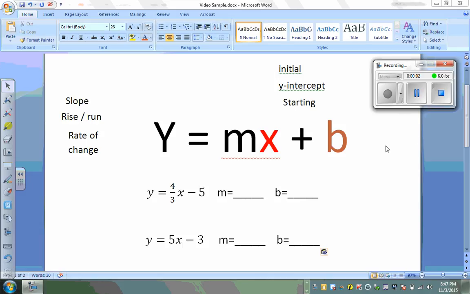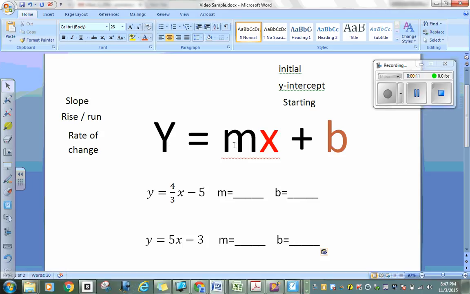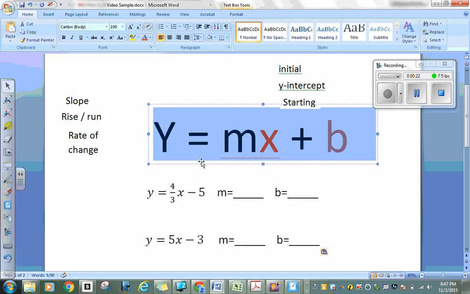Okay, ladies and gentlemen, today we are going to discuss the concept behind slope-intercept form. We're going to break it down as to what it means, what the parts are, and what they are all for. So what slope-intercept form really is, is this one right here. That's the form for slope-intercept.